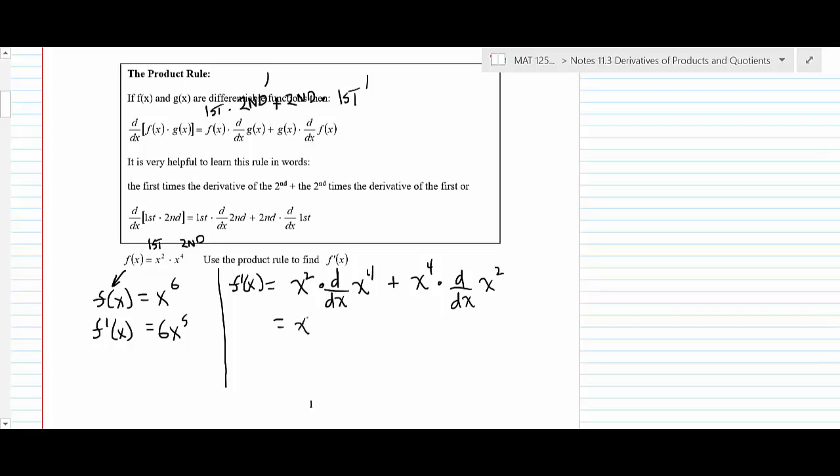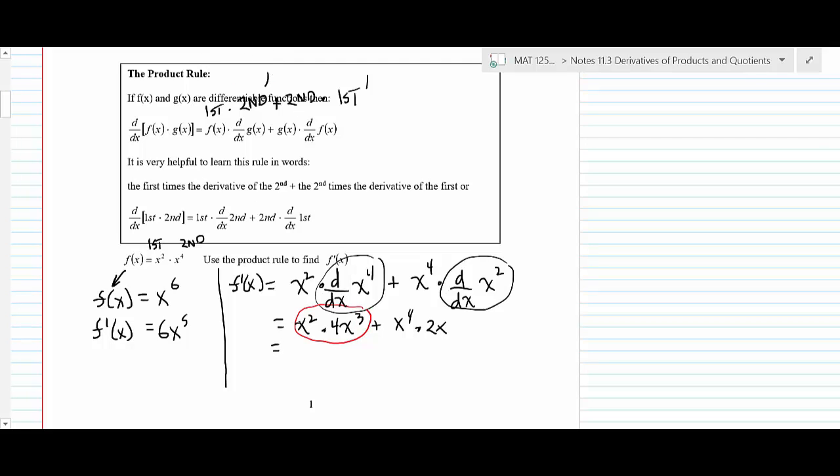So let's finish it up. Okay, what's the derivative of x to the 4th? 4x to the 3rd, okay. Bring the x to the 4th down. What's the derivative of x squared? 2x, okay. Now let's simplify this and see what you get. So if you put this together, what is that?